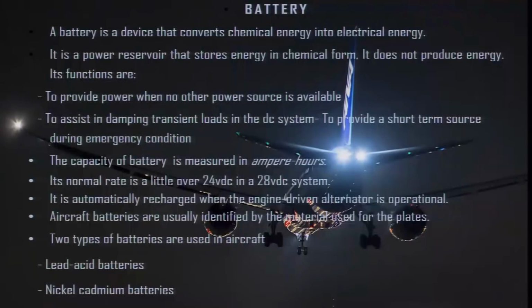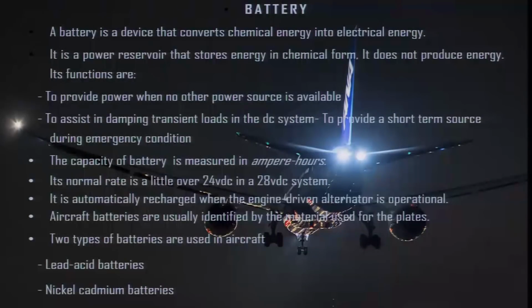Now, the battery, another very important component in an aircraft electrical system. It is a device that converts chemical energy into electrical energy. It is a power reservoir that stores energy in chemical form. It does not produce energy.